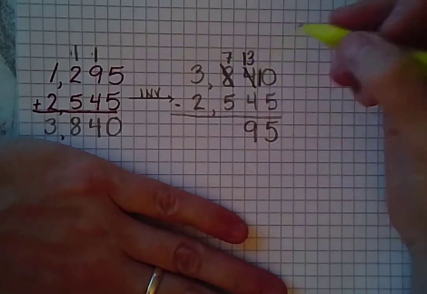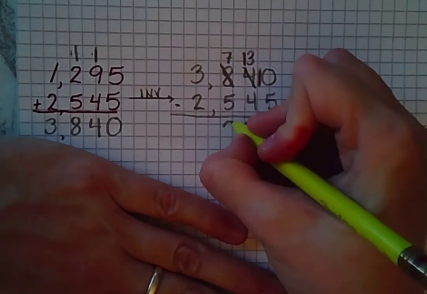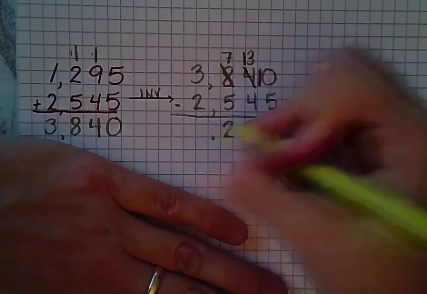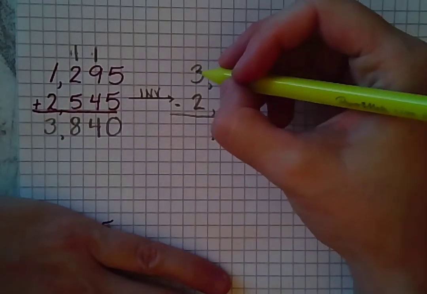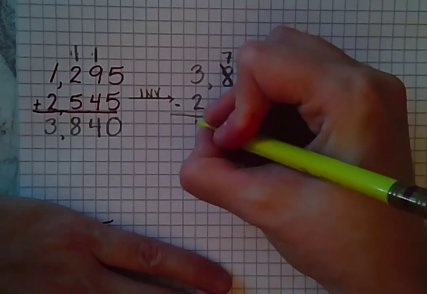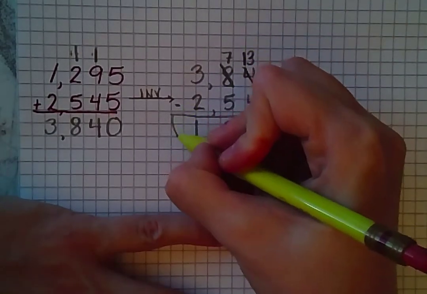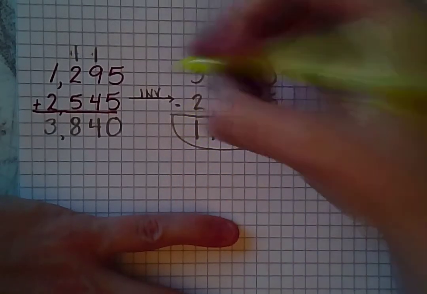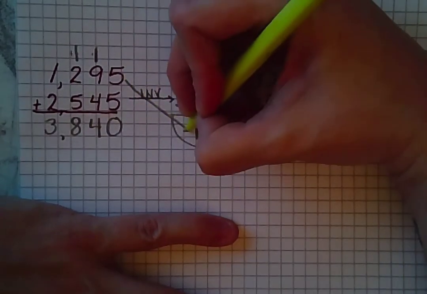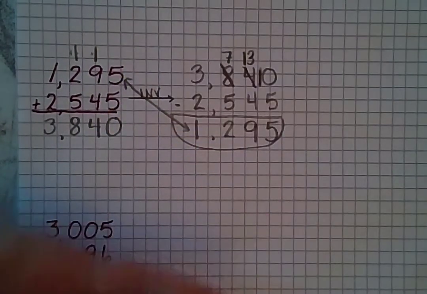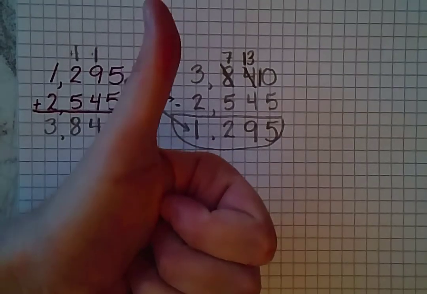7 minus 5, I can do that. And 7 minus 5 is 2. Always put in your comma where you need it. And then 3 minus 2 is 1. So this is what I ended up with. And again, I want to make sure that top number matches. And hey, it does. We did it again.